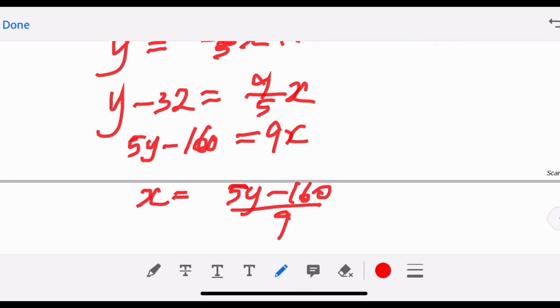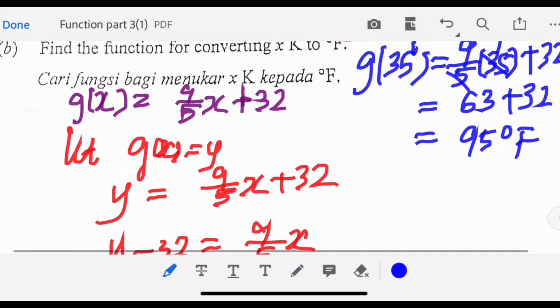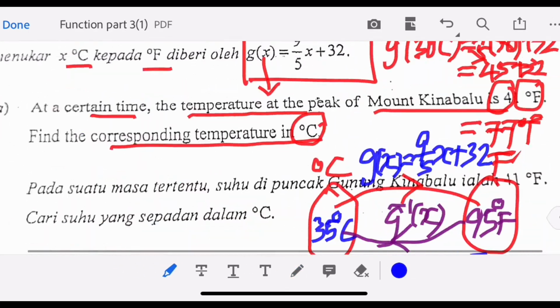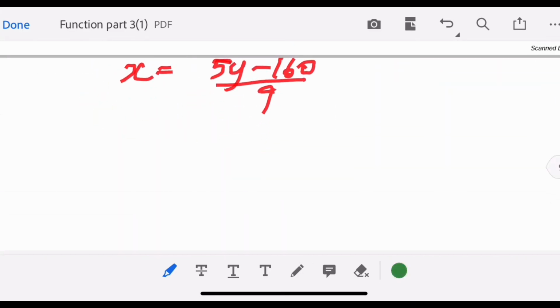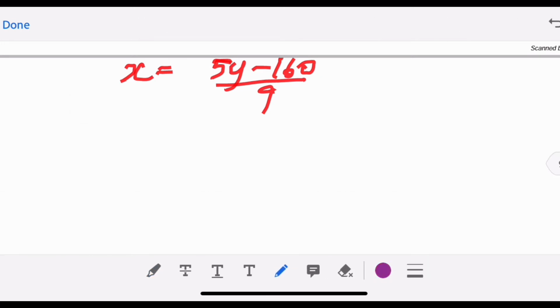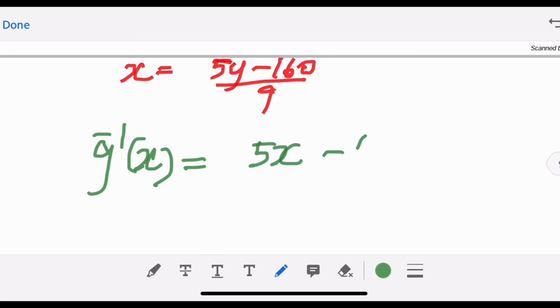So you cannot leave your answer like that. If you give an answer like that, they won't give you any marks. So I'm going to write the symbol. How to write the symbol for the inverse function? Just now we are given g, right? If you are given g, you use g. Okay, if you're given any symbol, you just use back that symbol. So this is actually the inverse function. It's very meaningful, isn't it?